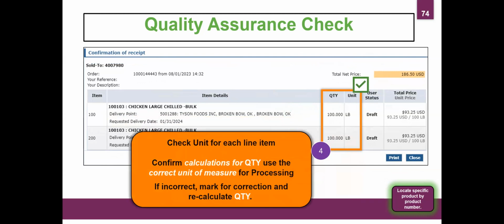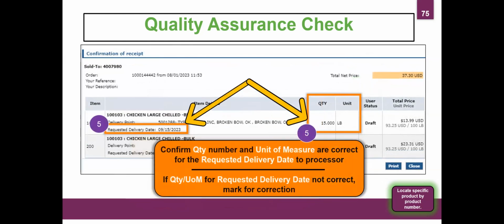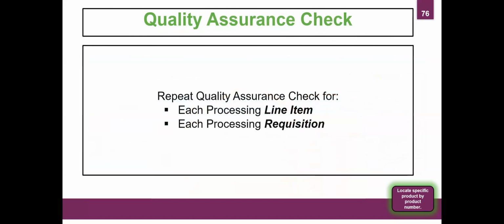We're looking at each unit. That's what we just talked about, the calculations. We need to recalculate a quantity. And then we're going to check that delivery date along with the unit of measure. If it's not correct, we can update it. So we're just walking through that process. By now, you guys are pros. You've done it for all your direct delivery drafts. You're moving through your processing drafts. And then you just continue to repeat that quality assurance check for each line item within each requisition.